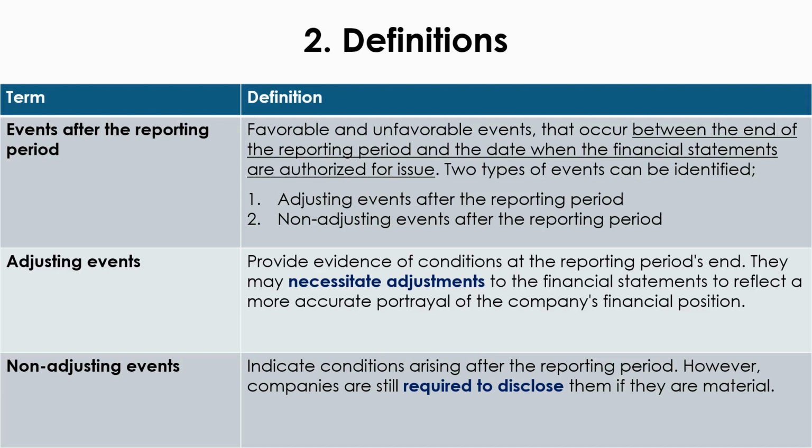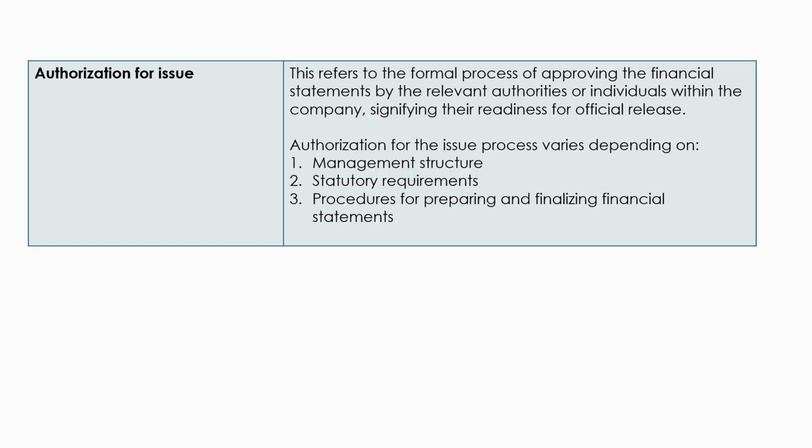So what is meant by non-adjusting events? These are events that reflect conditions that arose after the reporting period's end and don't directly impact the financial statements. However, entities are still required to disclose them if they are material. What is meant by authorization for issue?